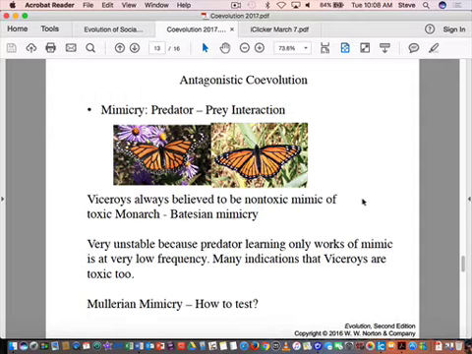Now we're going to move on to antagonistic coevolution. And this is one that involves sort of predator-prey interactions. And then the next thing we'll talk about is sort of antagonistic coevolution between host and parasites. Okay.